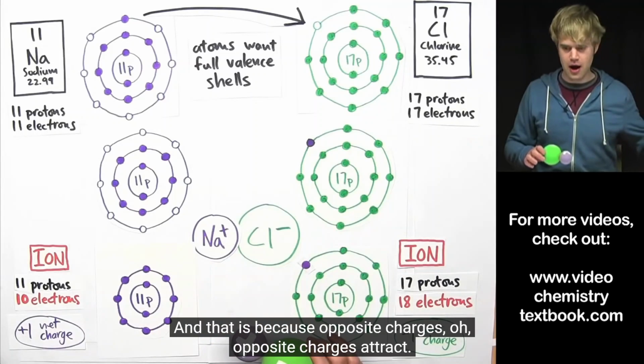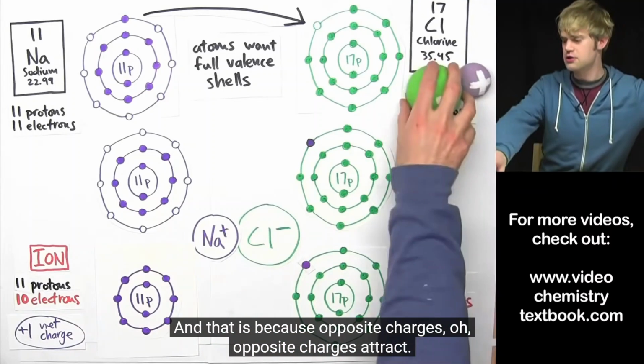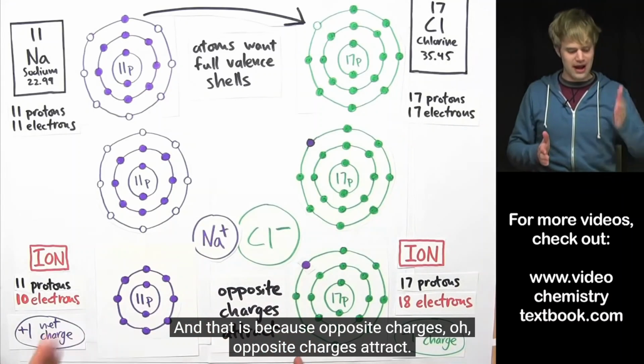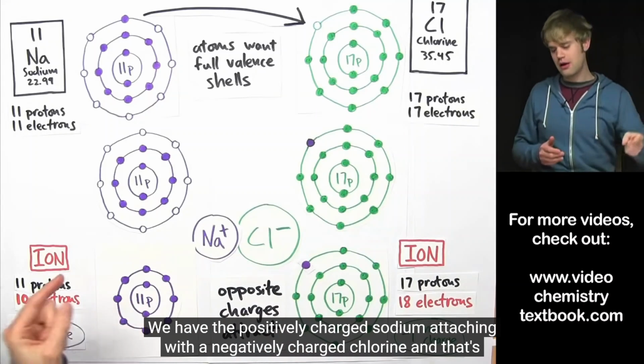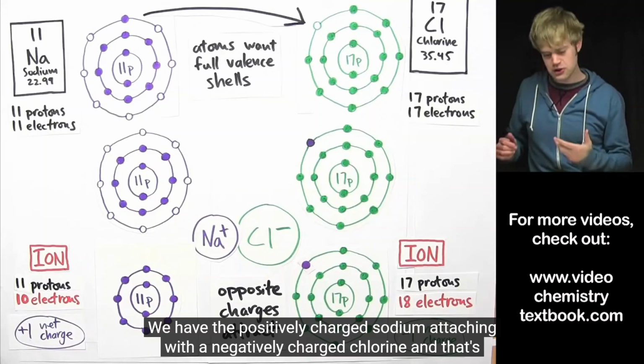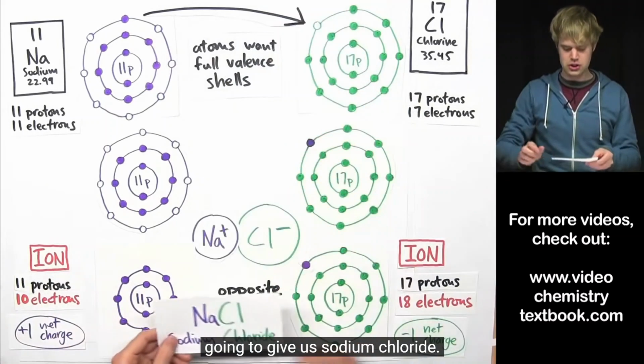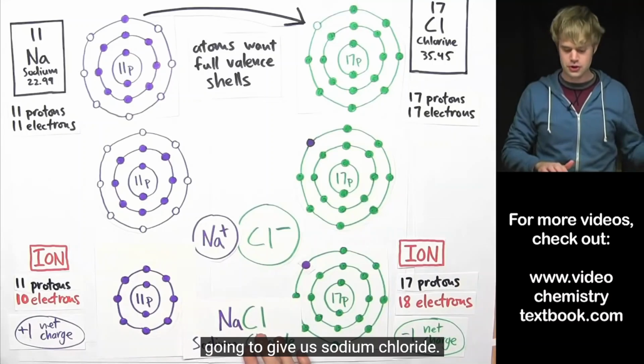And that is because opposite charges attract. We have the positively charged sodium attaching with a negatively charged chlorine, and that's going to give us sodium chloride. Sodium chloride.